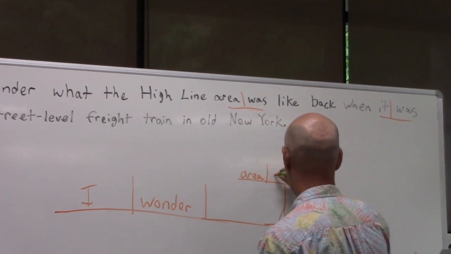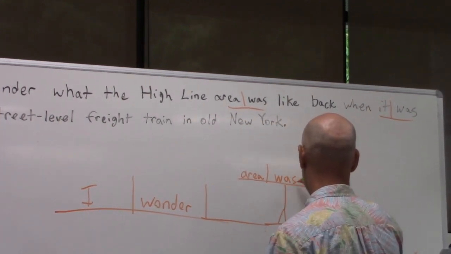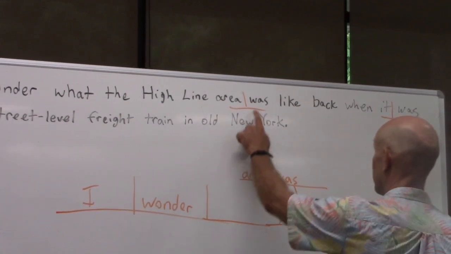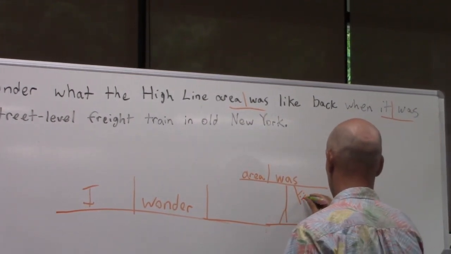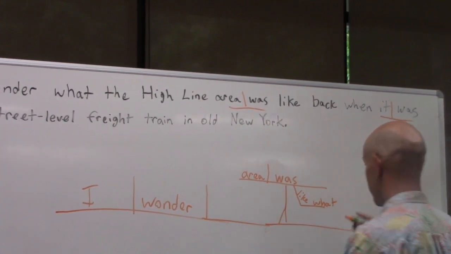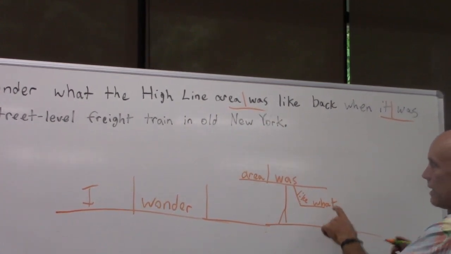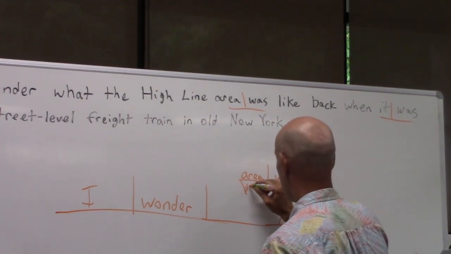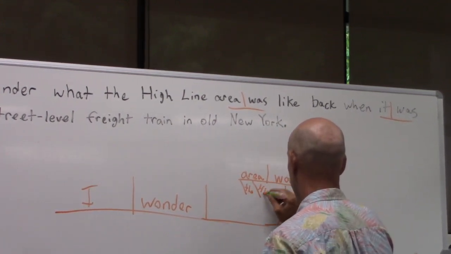Okay, so there we go. The area, and what's our verb here? Was. All right. It was like, and here's where our interrogative goes. It was like what? What was it like? Okay, and it's the High Line area.